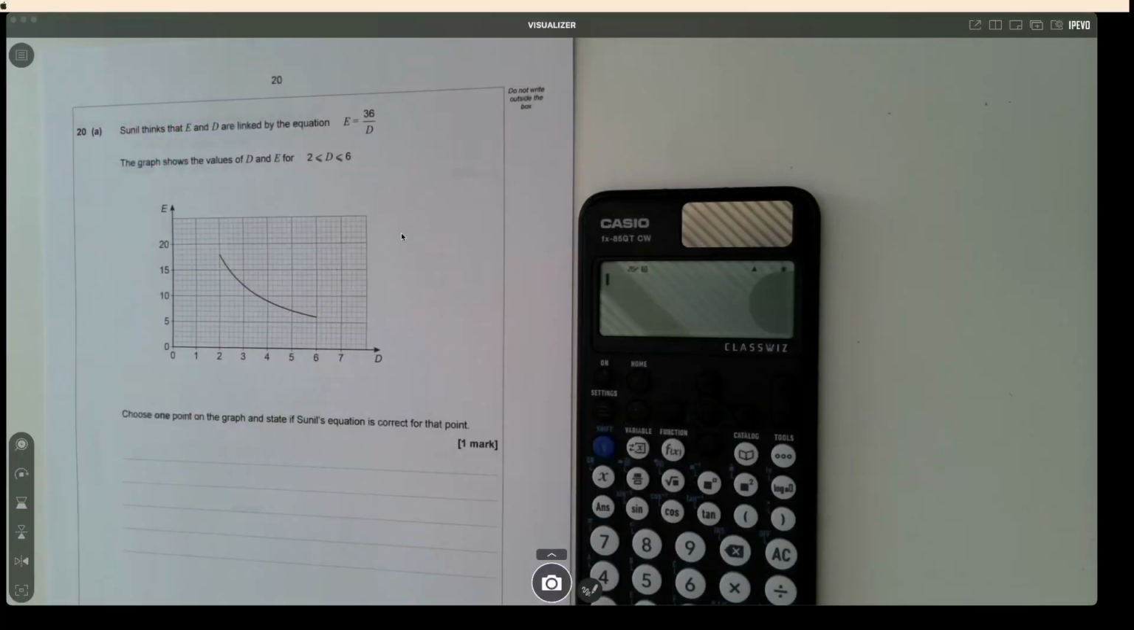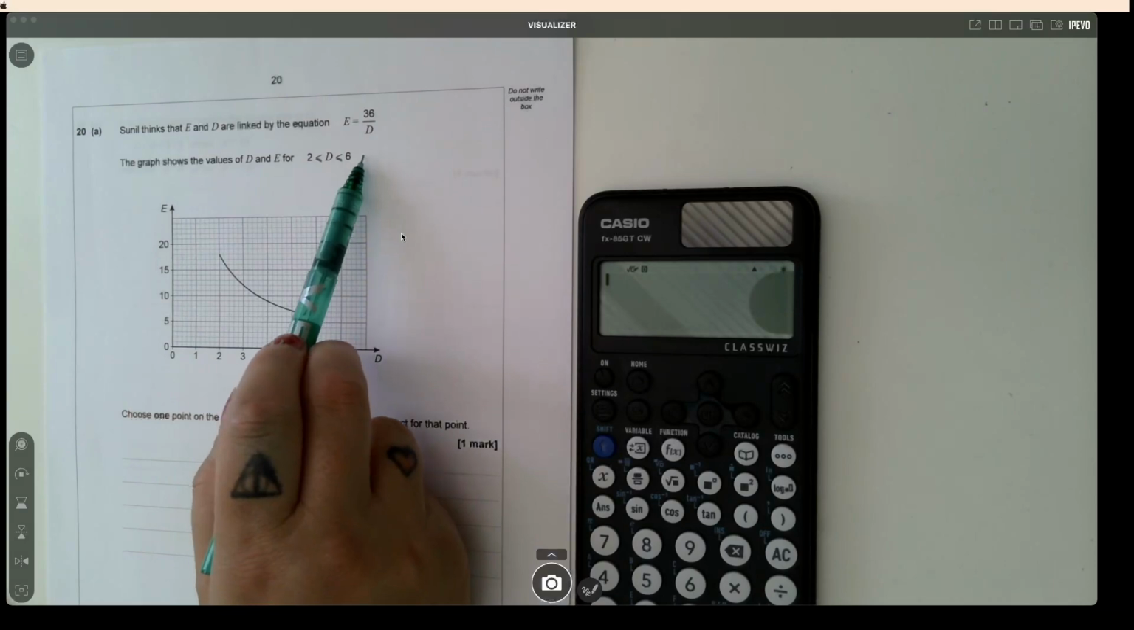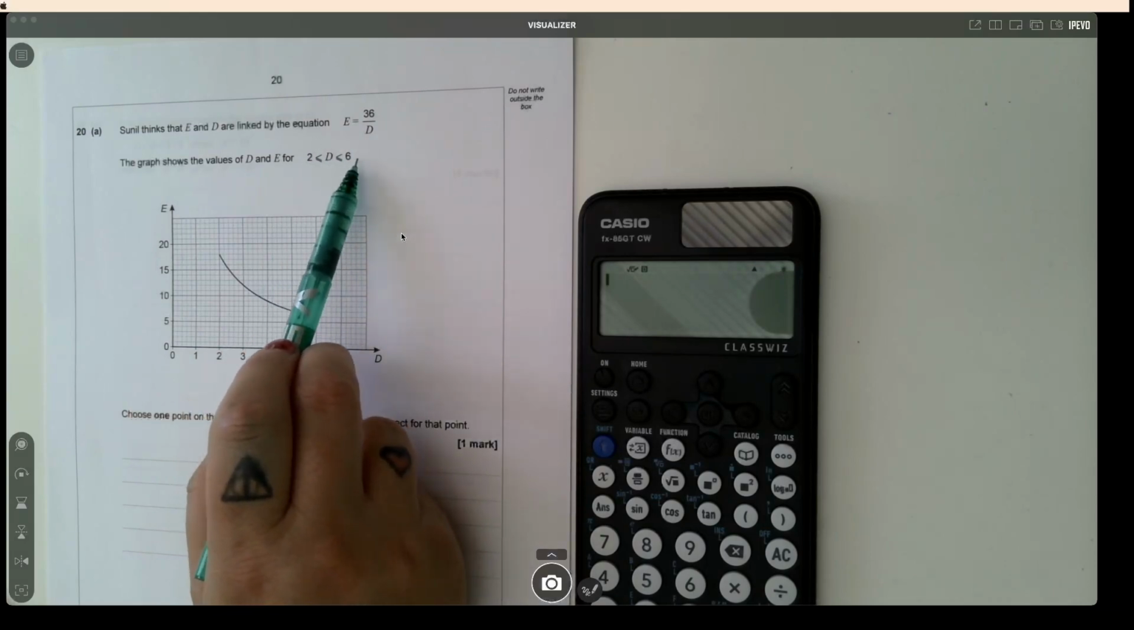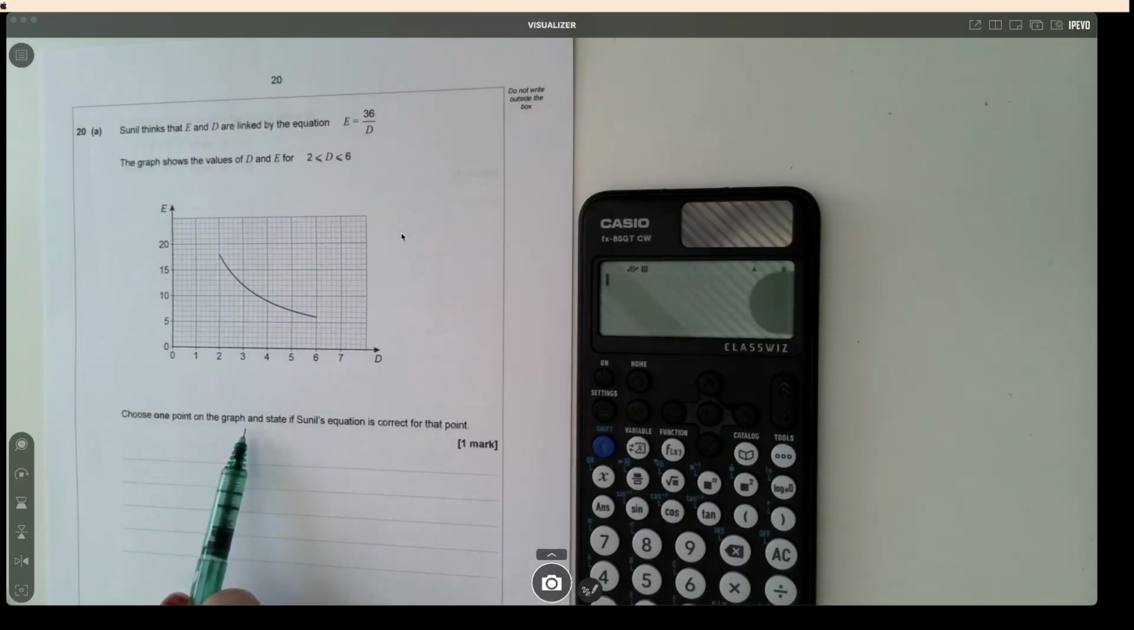Question 20a. Sunil thinks that E and D are linked by the equation E equals 36 divided by D. The graph shows the values of D and E for this range of values from 2 to 6, with those two values being included. Choose one point on the graph and state if Sunil's equation is correct for that point.